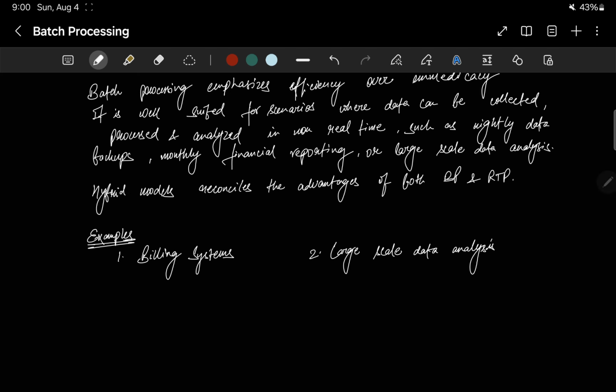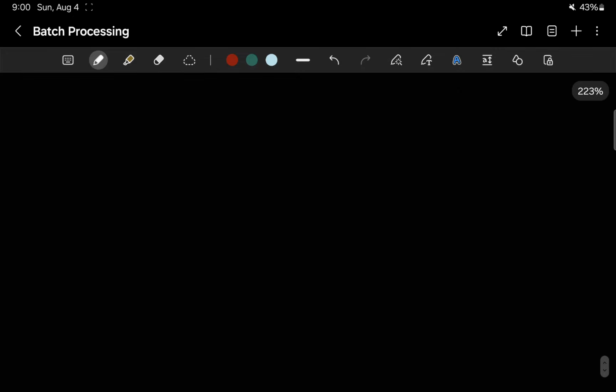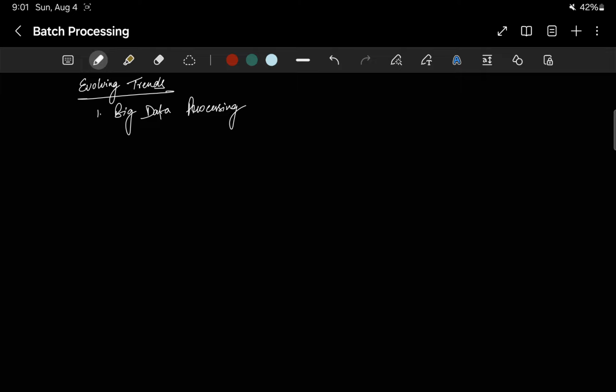Now, let's talk about some of the evolving trends in batch processing. First one is big data processing. Batch processing is pivotal in big data analytics. As datasets continue to grow exponentially, batch processing enables organizations to efficiently analyze vast amounts of information, extracting valuable insights and supporting data driven decision making.